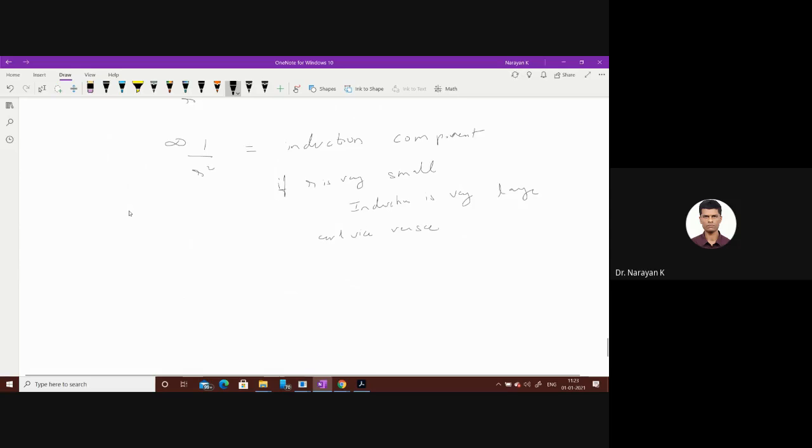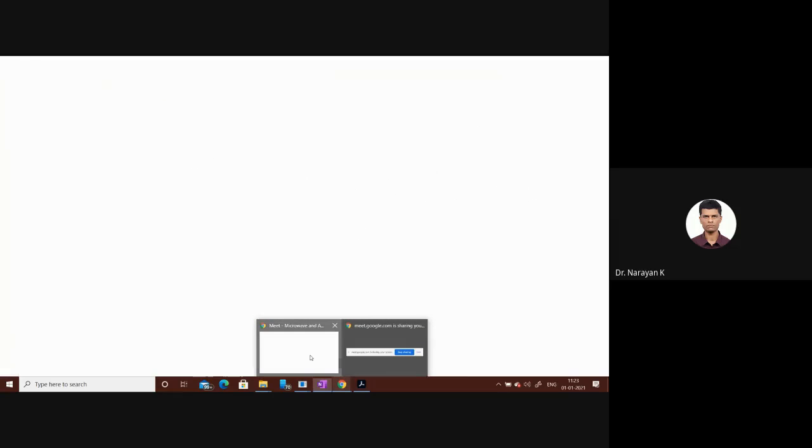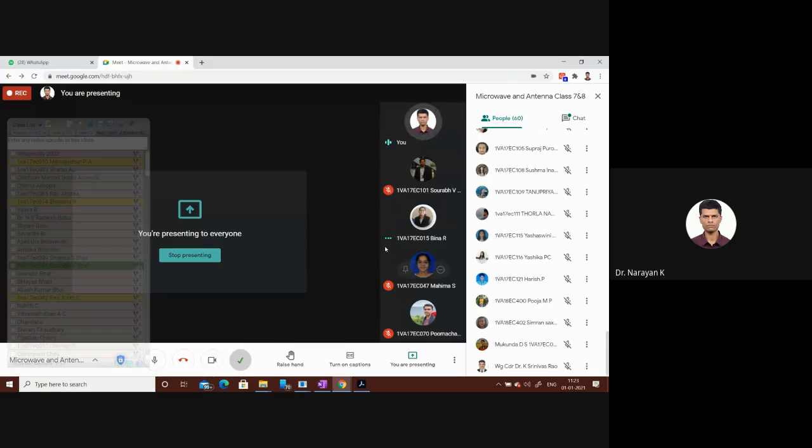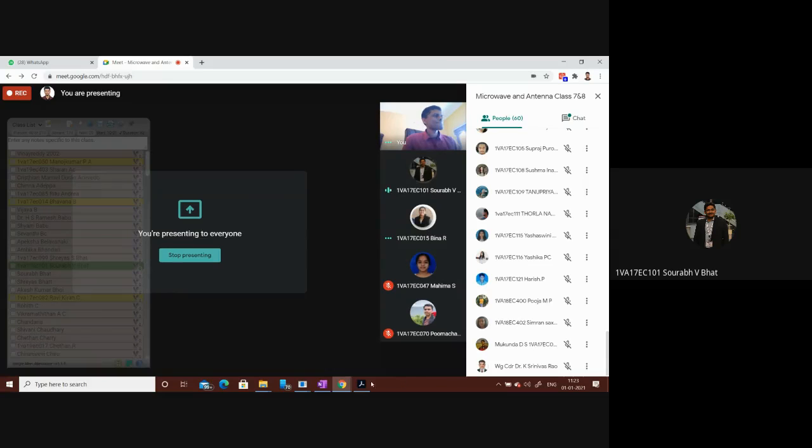So if your induction component is very large, what happens? You don't radiate power. So if your distance R is very small from the antenna, your point P is at a very small distance from the antenna, then you cannot radiate any power. This is the derivation for that. That is a very important finding from this equation. Is it clear? Yes, sir.